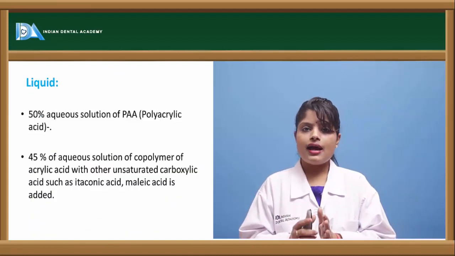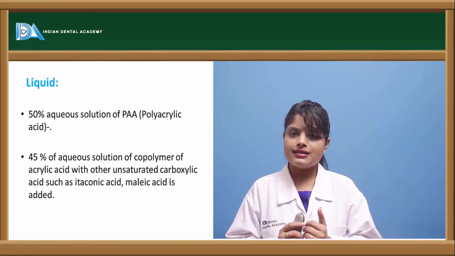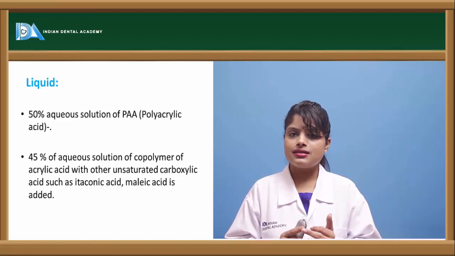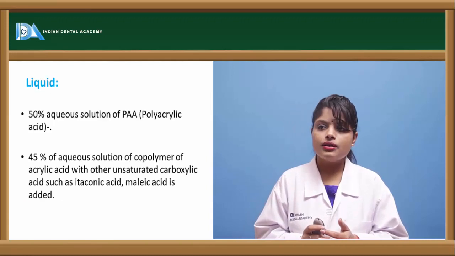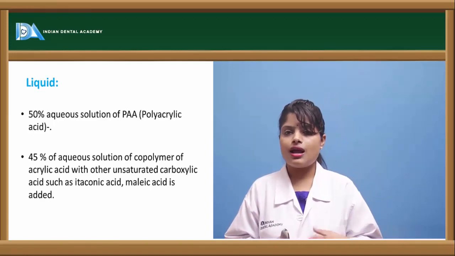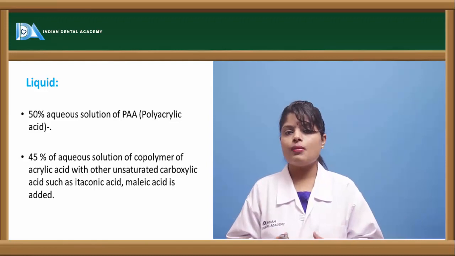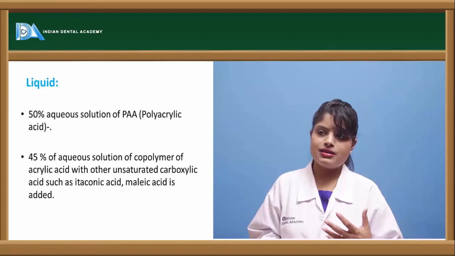The liquid of the glass ionomer cement is composed of polyacrylic acid, malic acid, itaconic acid, lactic acid and tartaric acid. So the polyacrylic acid is the basic acid which reacts with the glass particles or the alumina to form polyacrylates, which help in hardening the glass ionomer cement.